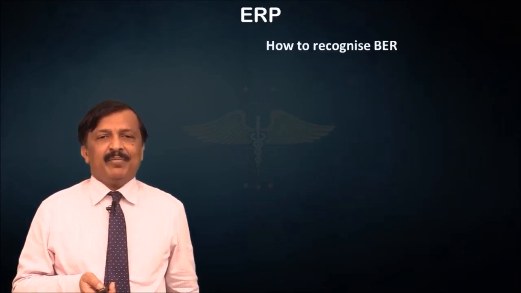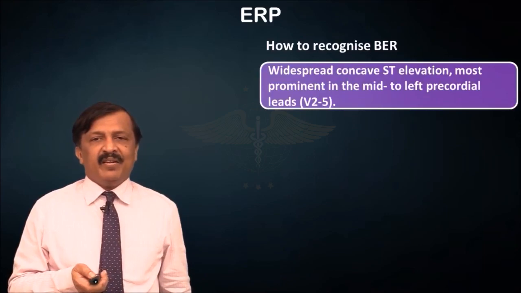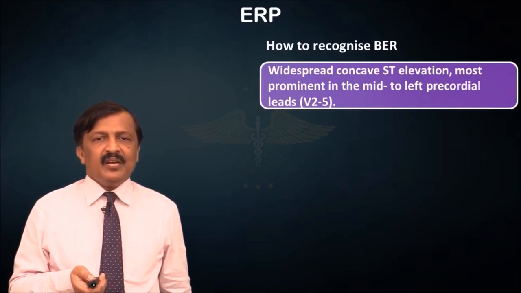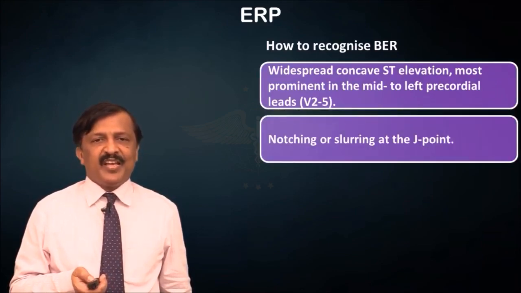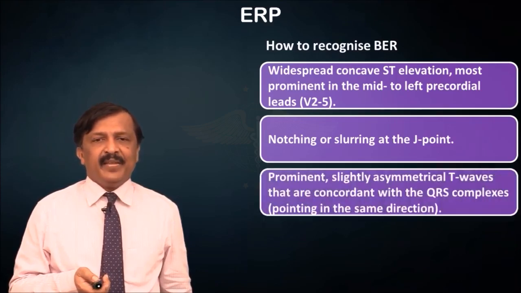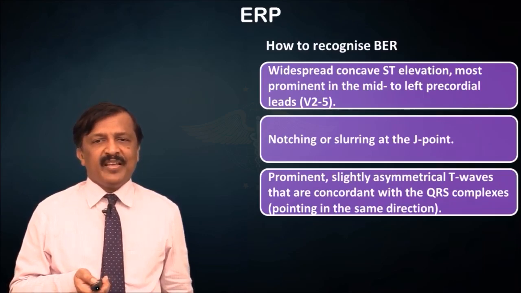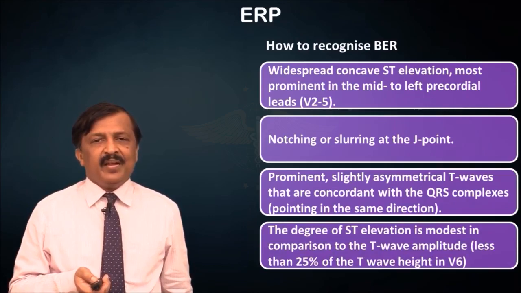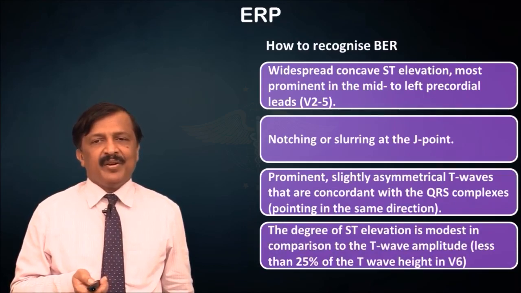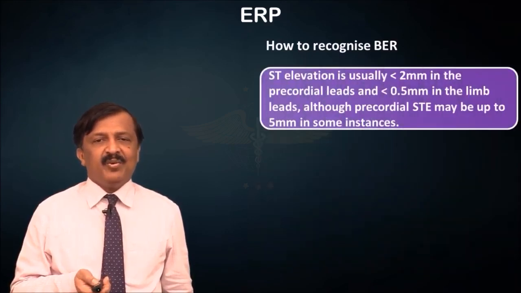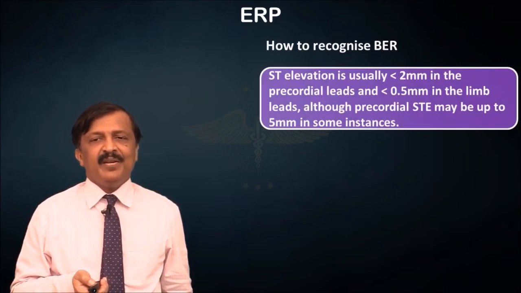How to recognize early repolarization? There is a widespread concave elevation. Predominantly you see it in V2 to V5. You don't see it in limb leads. There is J point notching, what you call a fish hook sign. And the most important thing is the asymmetrical T wave. That is, the ascending limb of the T wave is very slow and gradual, and the descending limb is very short and pointed. The other most important thing is the ST/T ratio, the degree of ST elevation is modest, less than 25%, and usually it is less than 2 millimeters in precordial leads, less than 5 millimeters in limb leads.